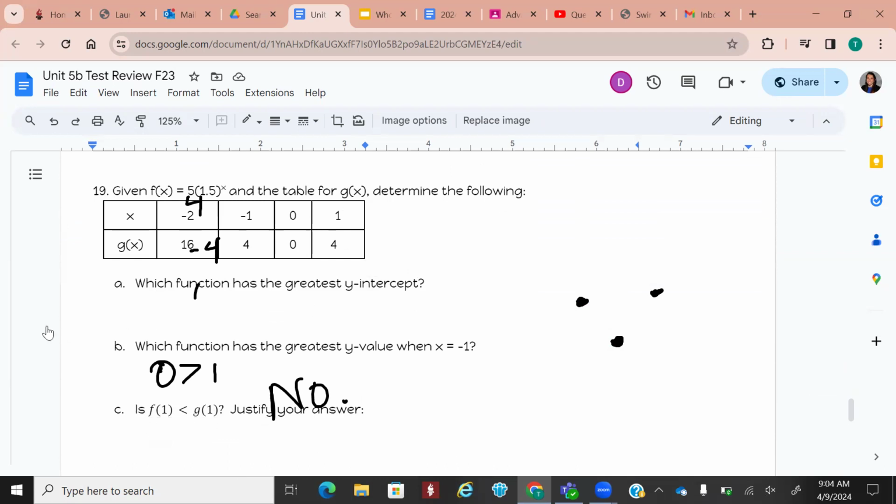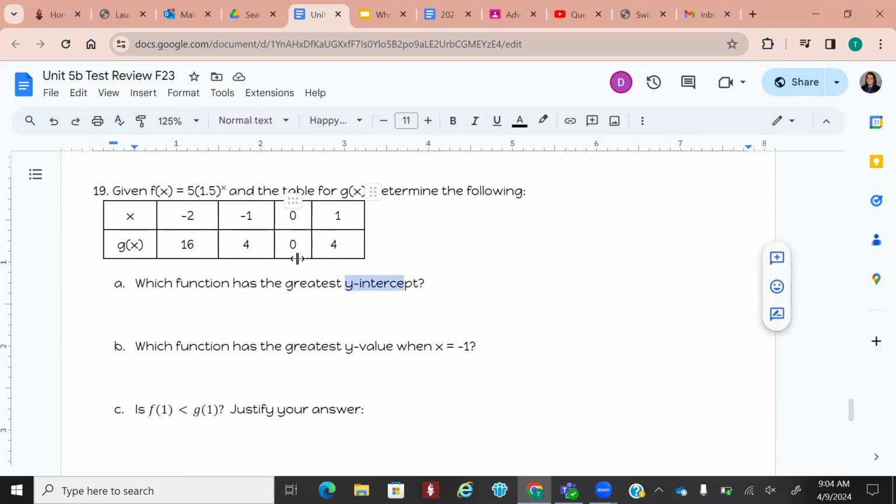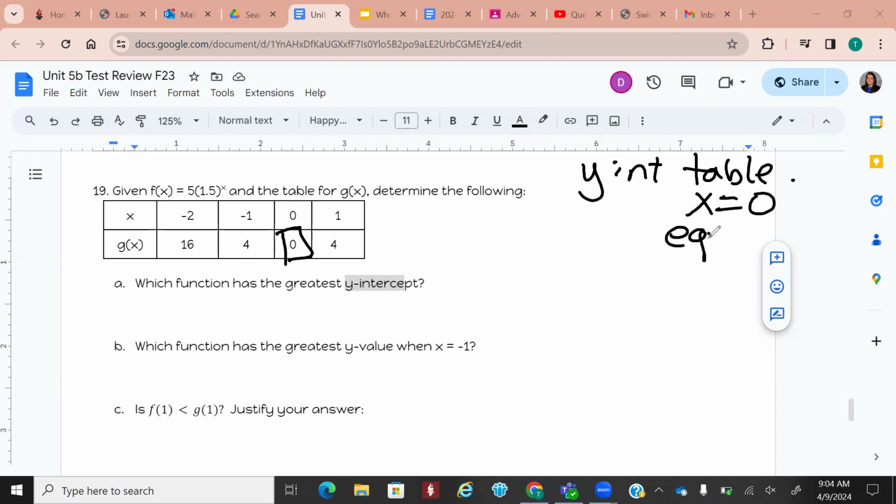This next part is very similar to what you're going to see on mastery check. Okay. So it says given f of x, here is the equation. And then here's a table. Determine the following. Which one has the greatest y-intercept? So for instance, how do we find the y-intercept from a table? Look at where x is 0. Okay, so when x is 0, what's our y? And what is that? Look at our table. What is it? 0.